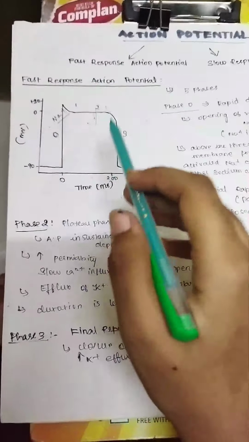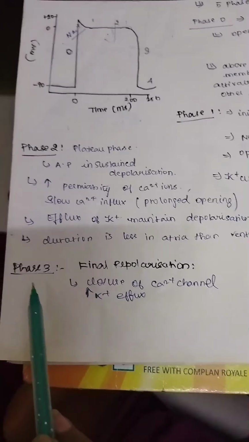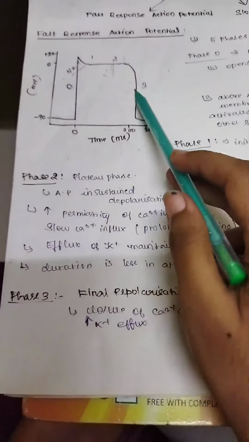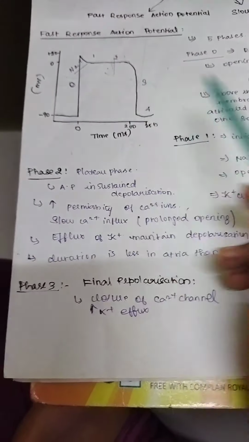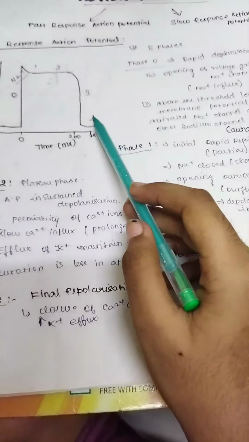Why is this repolarization called a final repolarization? What makes it final is that here the calcium channel is opened. In phase 3 you can see there is a final repolarization. This is because of the closure of the calcium channels, as well as more potassium moving out of the myocardial cells. That causes a rapid repolarization.